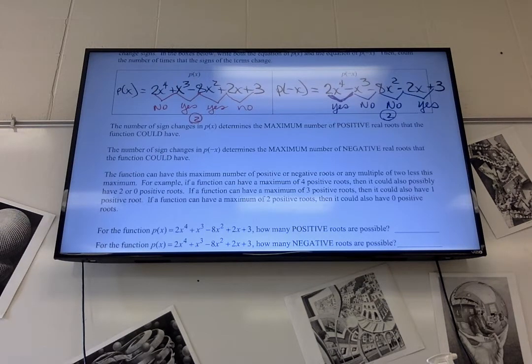Okay, things to point out. The number of sign changes determines the maximum number of positive real roots that the function could have. So it could have 2. Doesn't have to have 2. That's the maximum. And p of negative x determines the maximum negative real roots that it could have. Doesn't have to have 2. That's the maximum that it could have.